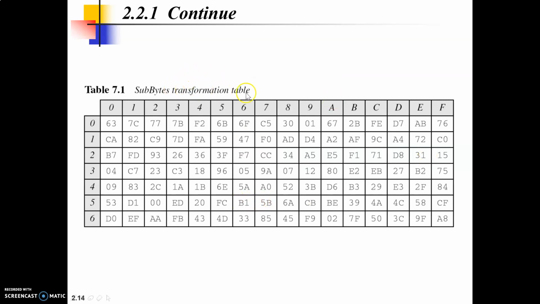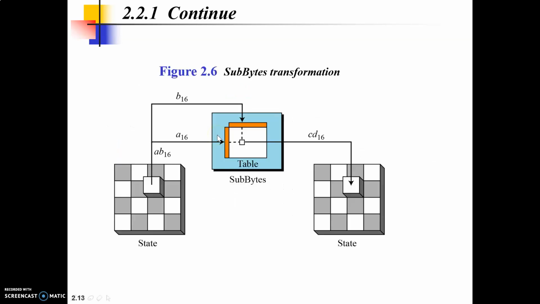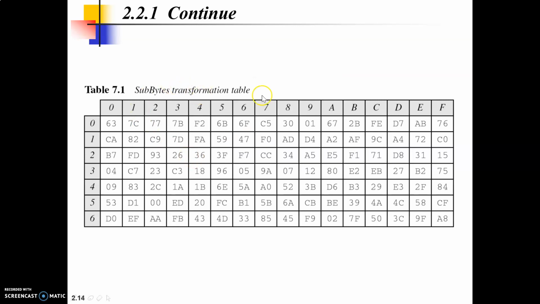The SubBytes transformation table can be seen on your screen now. As an example, suppose my AB was 52, so AB to the base 16 is 52. I will refer to the SubBytes transformation table. 52 corresponds to the 5th row and second column. So the value here is given as 00. That means after substitution, 52 is going to be replaced with the value 00. In this way, I can work for every entry of my input state table.